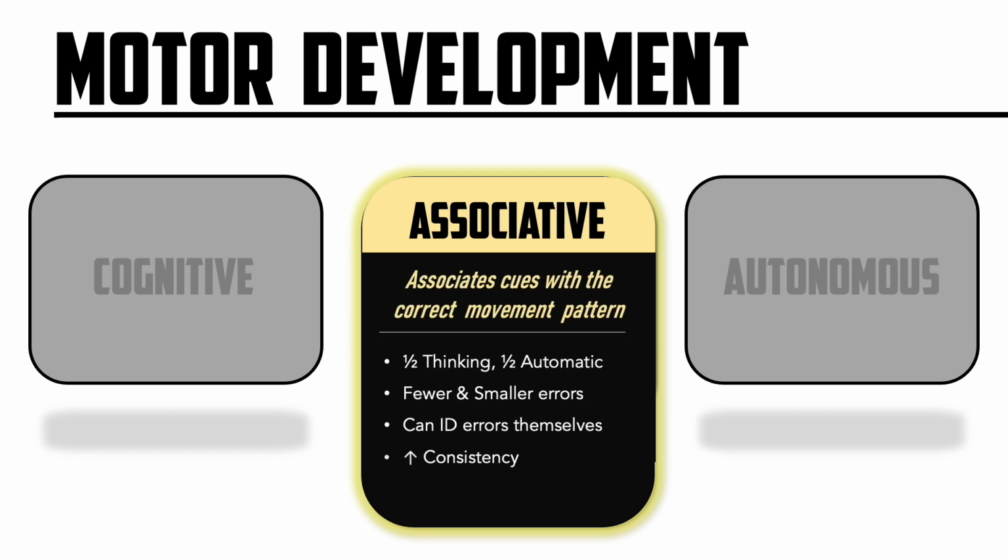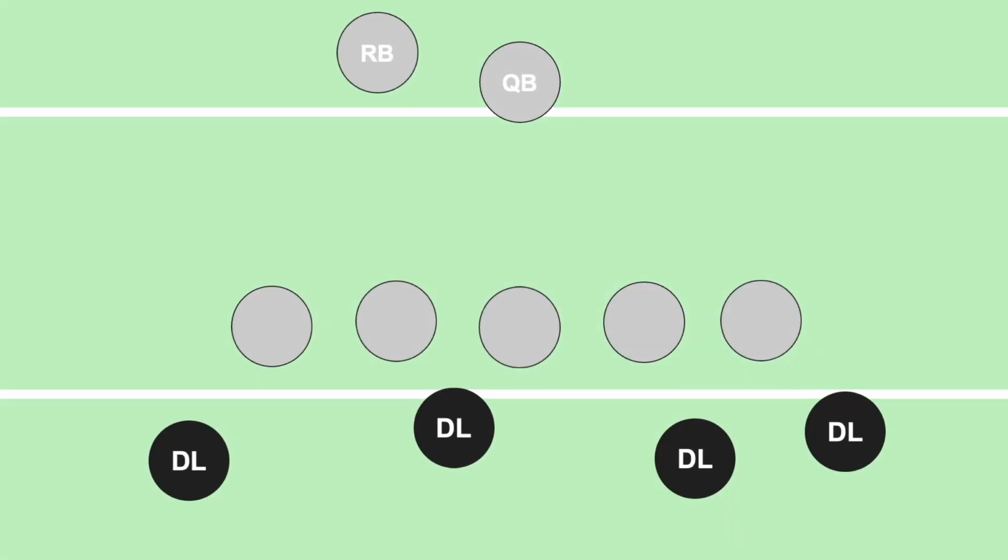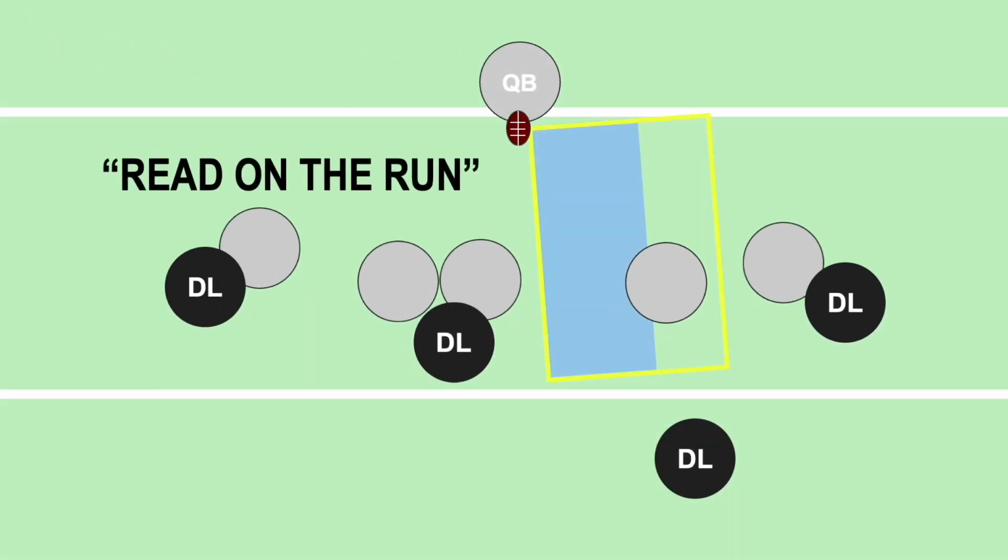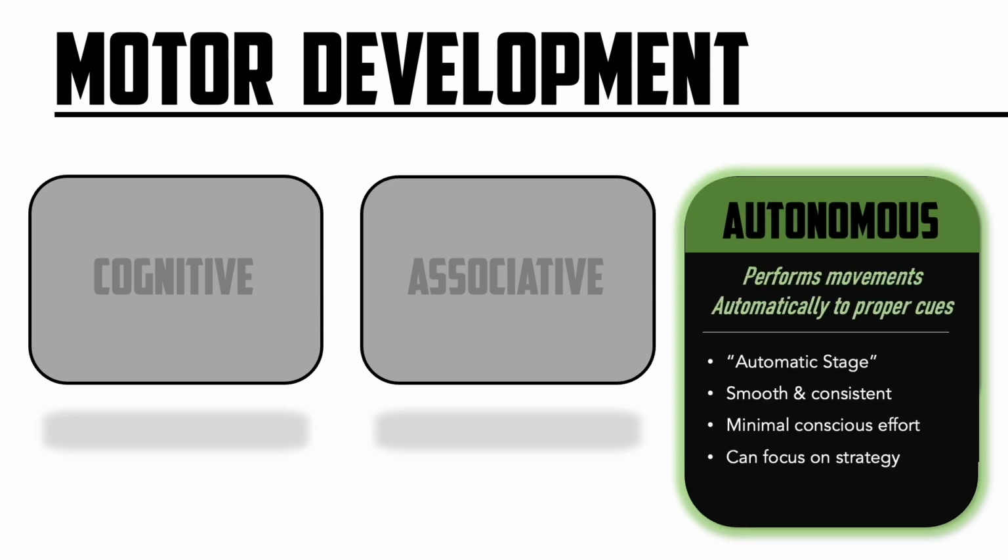Now they're able to associate what movement they're supposed to perform based on whatever cue they get. For us as D linemen here at Sac State, that's really important because we teach our guys, hey, we're going to read on the run. So I'm going to be determining what move or what conversion or how I'm going to play that rep as the play is happening. And then ultimately we want to progress into the autonomous stage. Now instead of dedicating our mental energy to figuring out what we're supposed to be doing or where I'm supposed to put my hand or my foot, now I'm focusing on the strategy of the play.